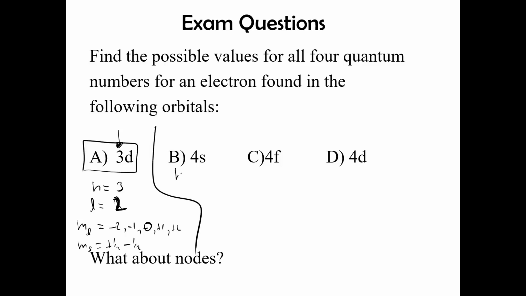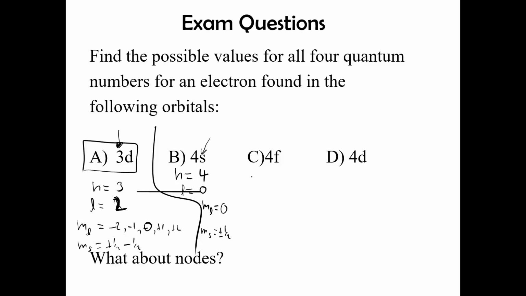For 4s, n is going to be equal to 4. I'm asking specifically for s, so it's not n minus 1 in this case. Yes, n minus 1 is possible, but this electron is in an s orbital, so l is going to be equal to 0, and m sub l is going to be equal to 0 as well. And then m sub s is going to be equal to plus or minus 1/2.